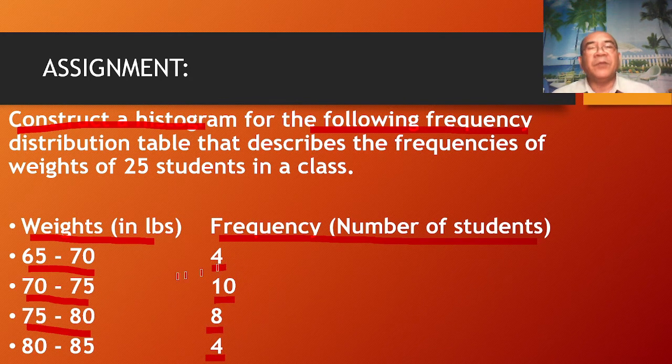So I will give you a tip. The vertical axis on the left side is the weights in pounds, and the horizontal axis is the frequency, or the number of students. Okay, so that will be all for today, and I hope you learned something from our lesson for today.